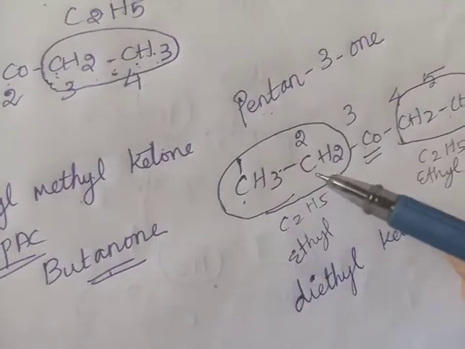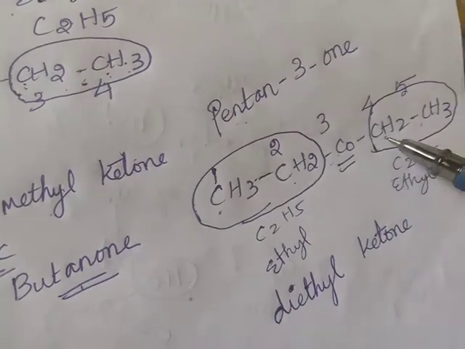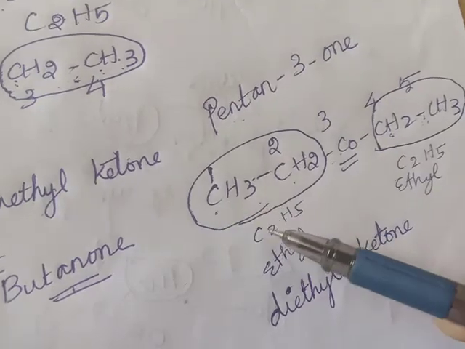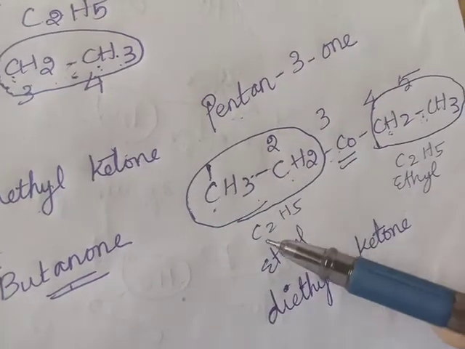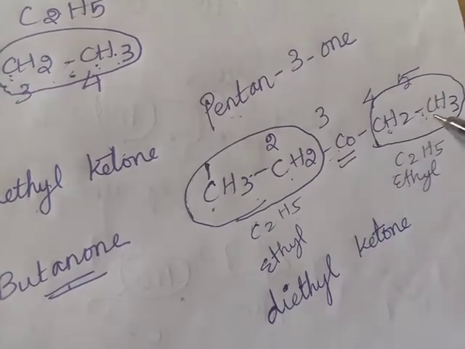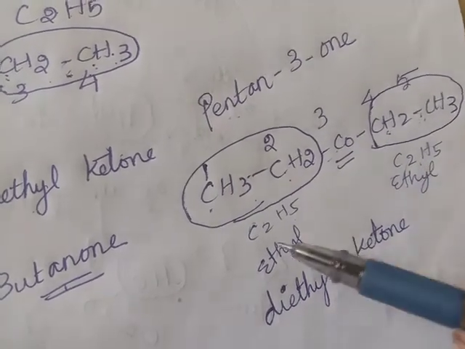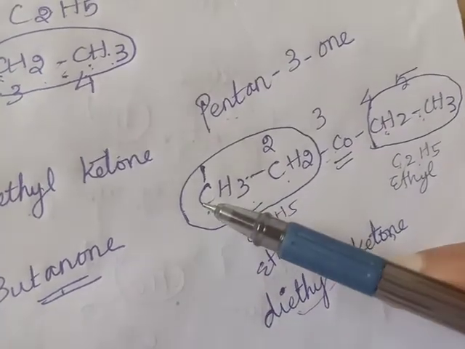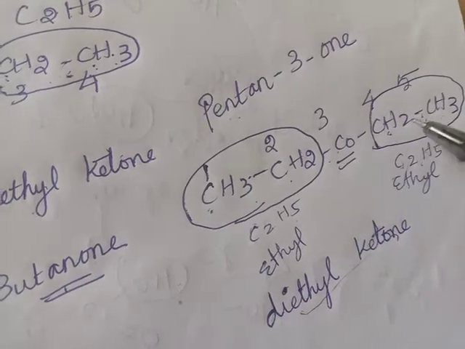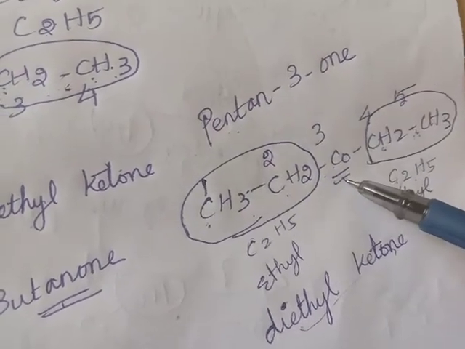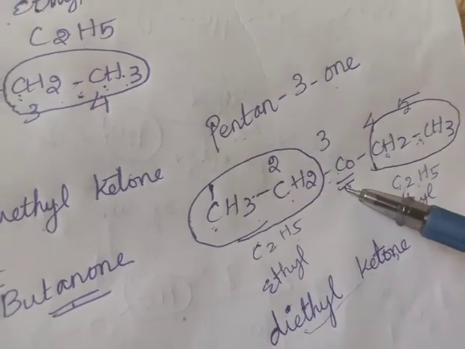Next example, CH3CH2COCH2CH3. Here one ethyl group: 2 carbon atoms and 5 hydrogen atoms are present. Here also 2 carbon atoms and 5 hydrogen atoms. Two ethyl groups are present, so this is known as diethyl ketone. And the IUPAC name: methane, ethane, propane, butane, pentane. Pentane 3-one. Why 3-one? Because the ketone group is attached to the third carbon atom. Thank you.